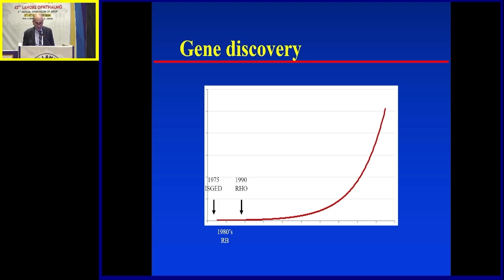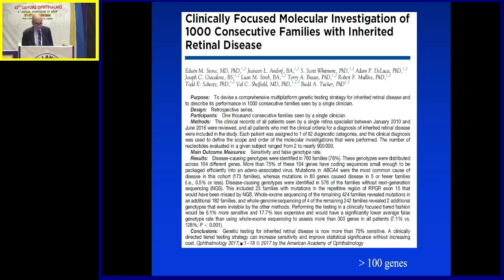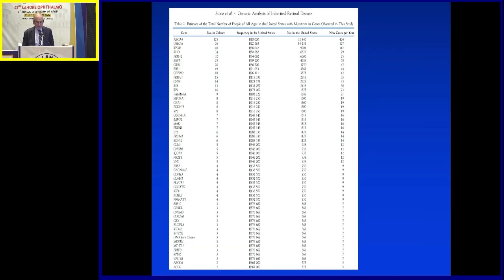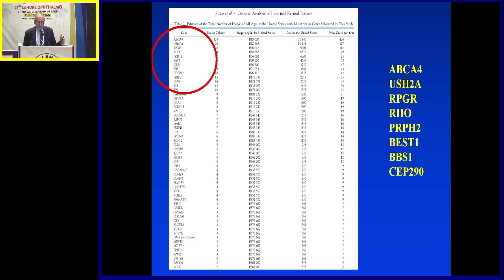This is a paper from my collaborator Ed Stone on 1,000 consecutive families with inherited retinal dystrophies of all types. You can see from this information from around the country that there are some top genes, and by learning what these top genes are, we can then refine our diagnosis. For example, ABCA4 is the most common gene that causes disease in the retina, causes Stargardt's, retinitis pigmentosa and other diseases. USH2A is the most common cause of Usher syndrome.